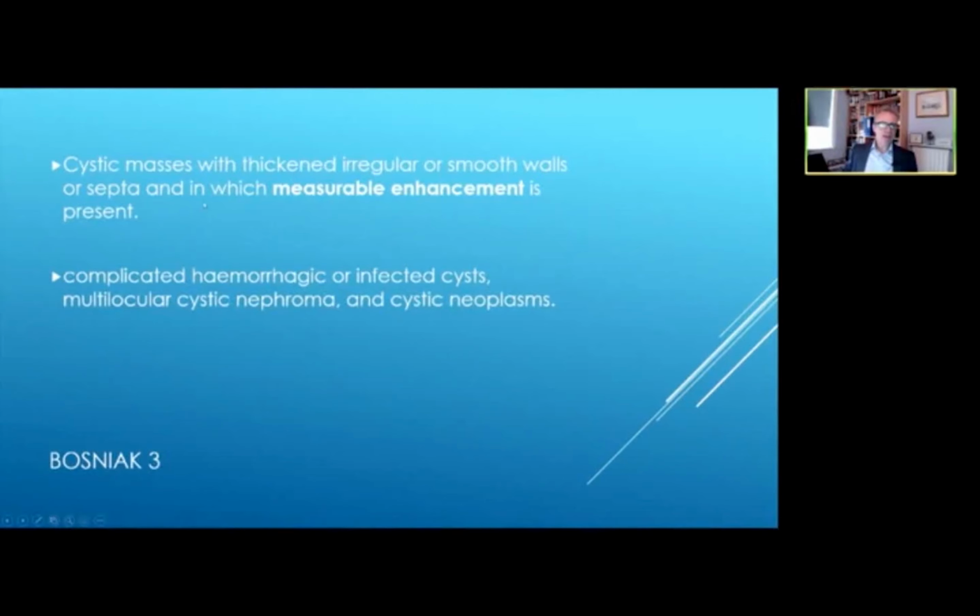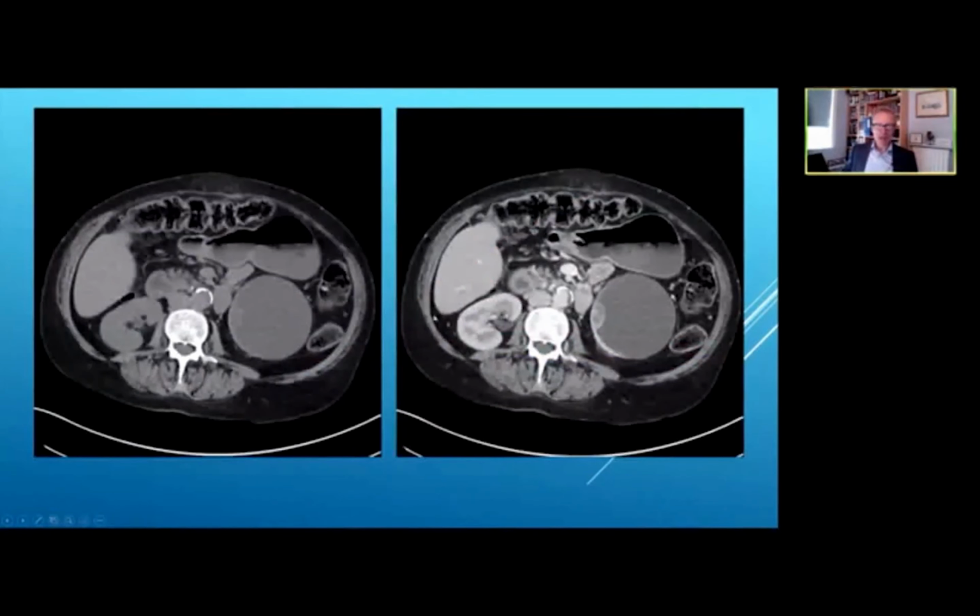Bosniak 3, these are similar to 2F, but you've got measurable enhancement. And I would argue that a lot of what used to be 2Fs, we now call 3, because you can actually measure enhancement if you zoom the image in enough. Complicated hemorrhagic or infected cysts also come into this classification. This is a Bosniak 3 cyst.